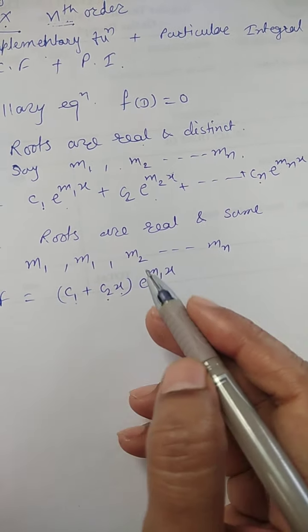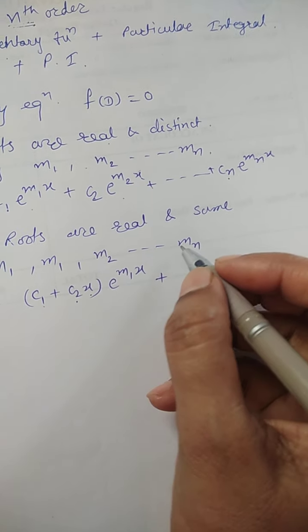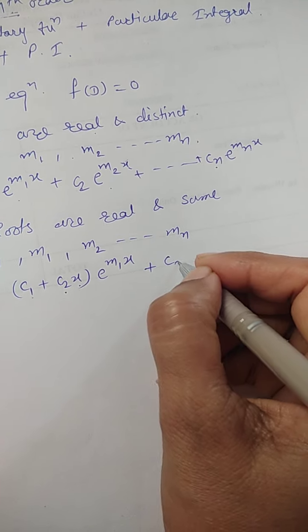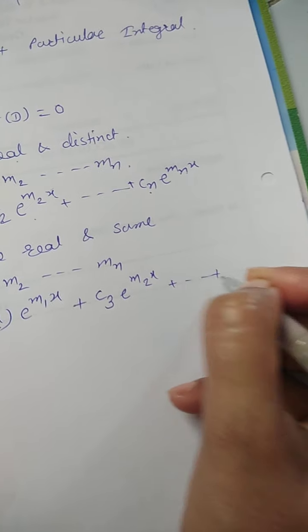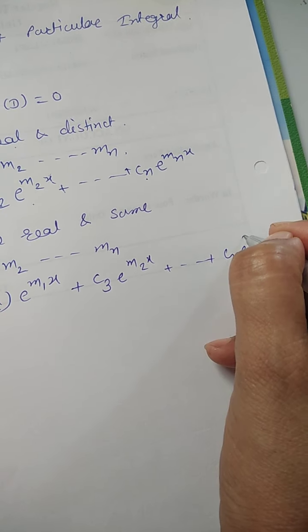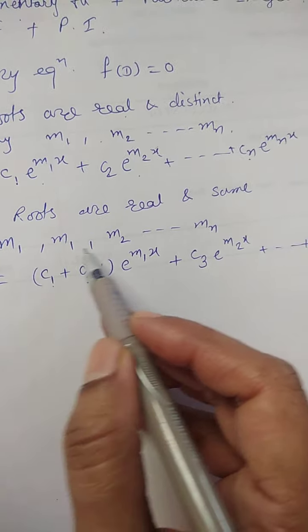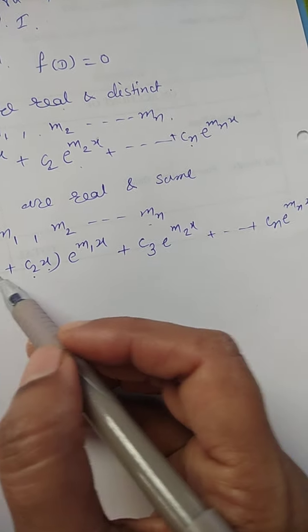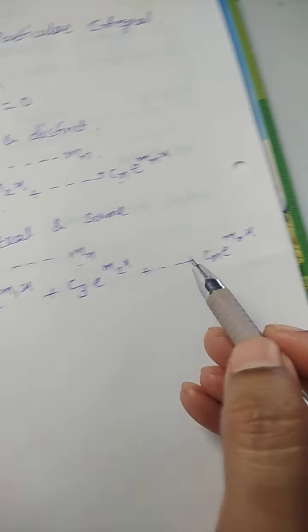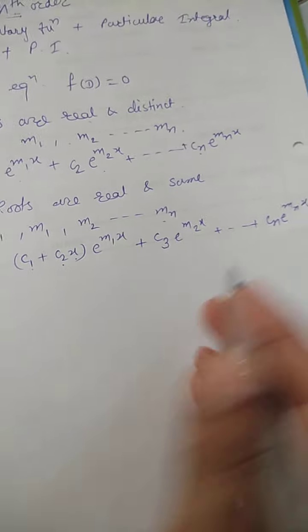The rest is the same way of writing as that of case 1. For all remaining distinct roots, we have to use the same concept as that of case 1. So in this way we have to write for all the remaining roots. Again, if we have n number of roots, then we have to write n number of terms with n constants, C1, C2 up to Cn.